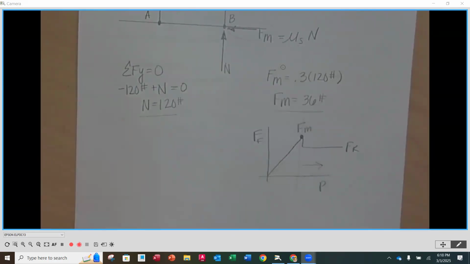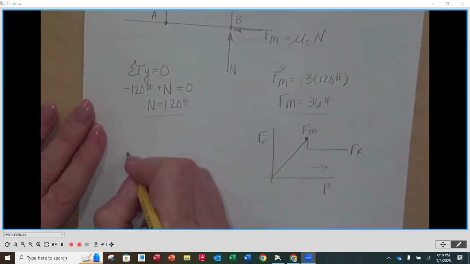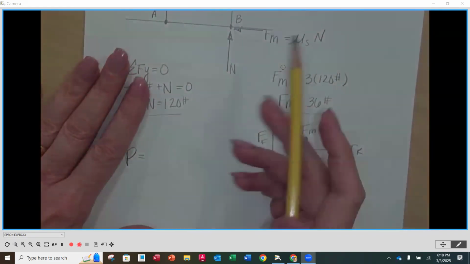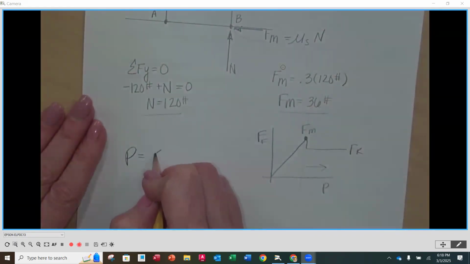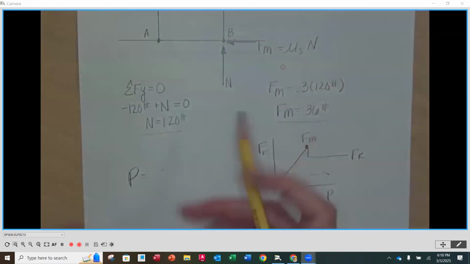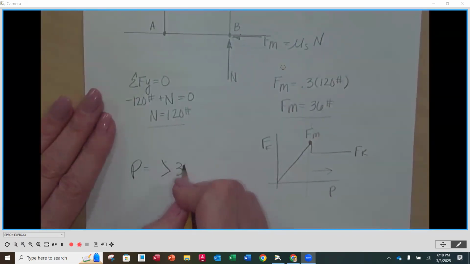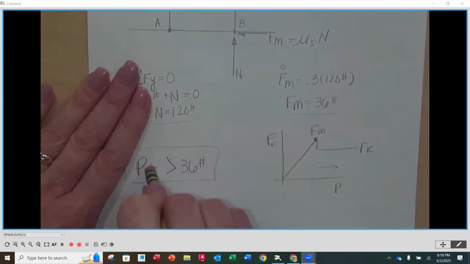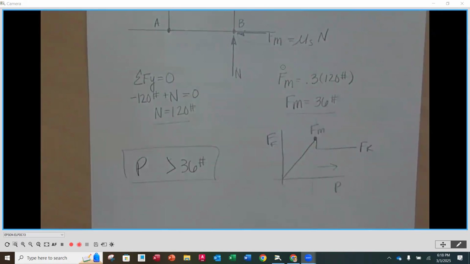Remember that maximum friction force is right before it's going to start moving. So that means that our P needs to be something greater than 36 pounds. Is that how I do that, right? How come I'm always nervous about that? P has to be, I'm not going to put equal to, has to be greater than 36 pounds, right?